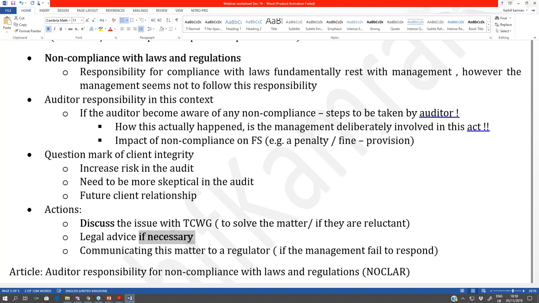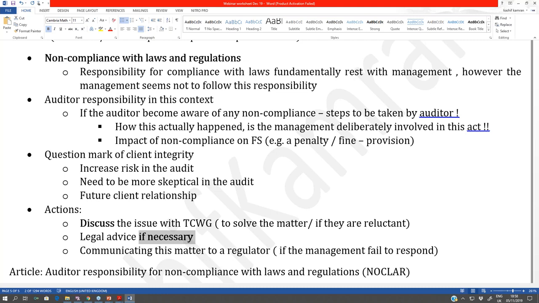And will eventually the reading of the article help you? Once you are done with the article, I think solving the answer becomes easier for you because you will know the tone of the article and you know exactly from the article what is the responsibility of the auditor when he finds a non-compliance in this context. So is everyone clear in this context?